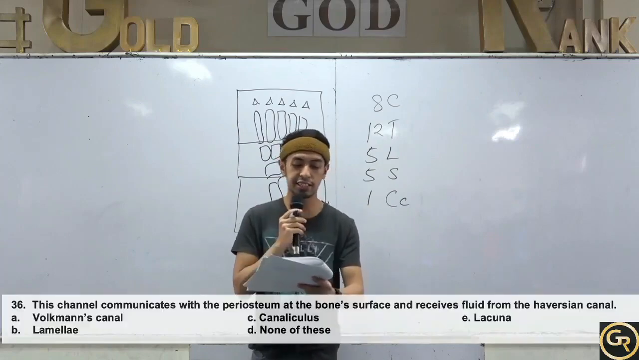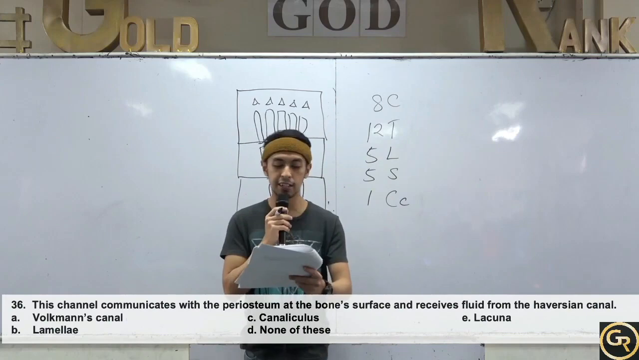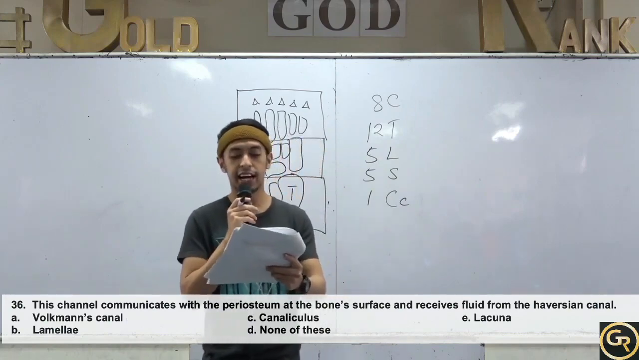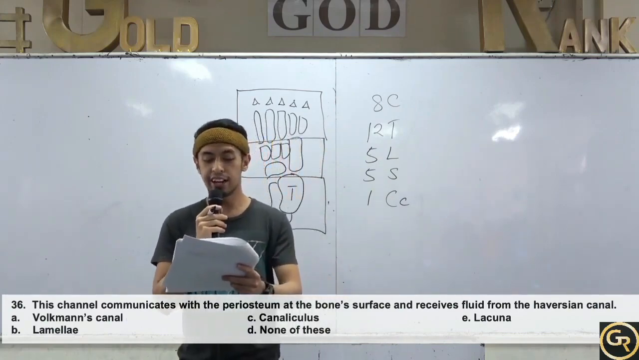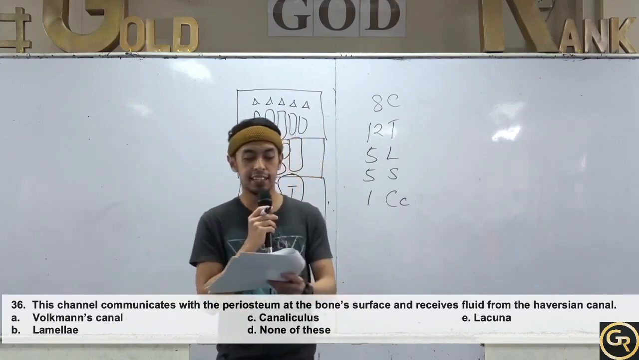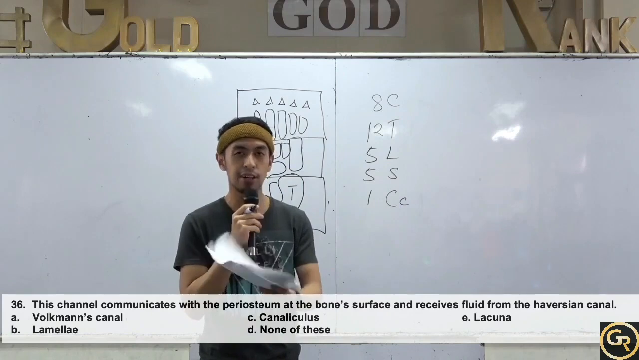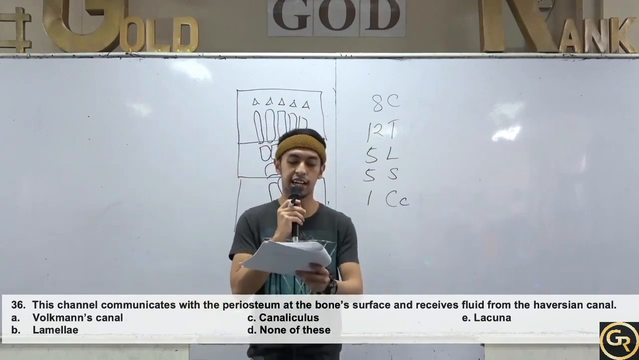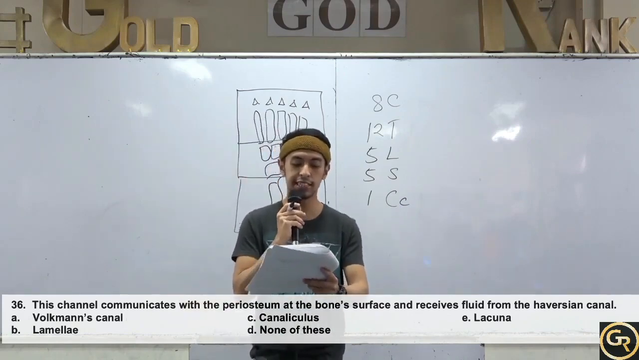36. This channel communicates with the periosteum at the bone surface and receives fluid from the Haversian canal. Sino po itong channel na ito? This would be your letter A, your Volkmann's canal. Your Volkmann's canal.